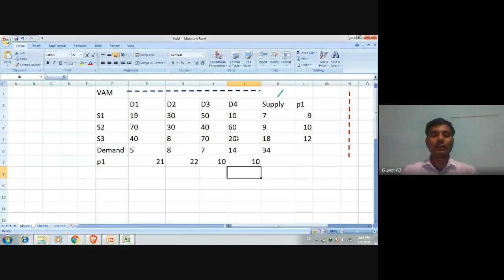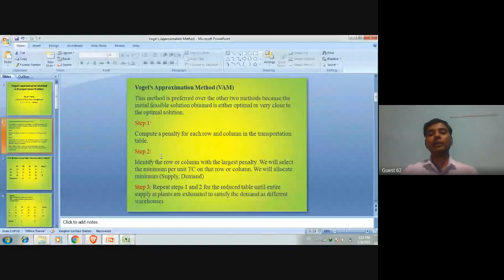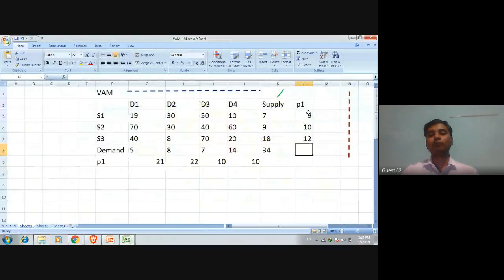Okay. So these are the penalties for columns and these are the penalties for rows. Now, according to step 2, identify the row or column with the largest penalty. So let us check which has the largest penalty. In the rows, 9, 10 and 12, and from the columns 21, 22, 10, 10. So this 22 has the maximum penalty, which occurs in column D2.